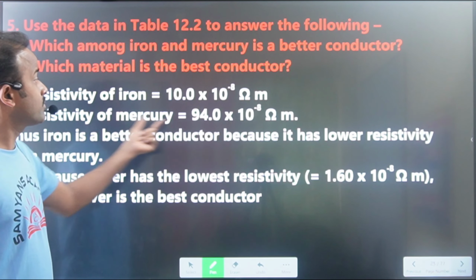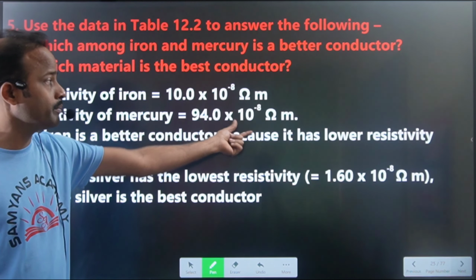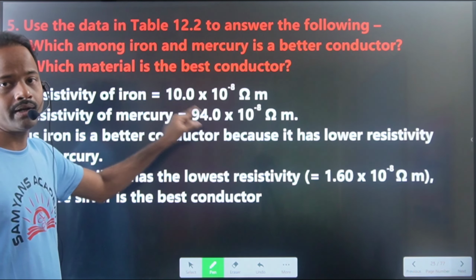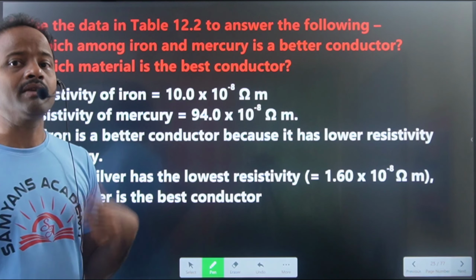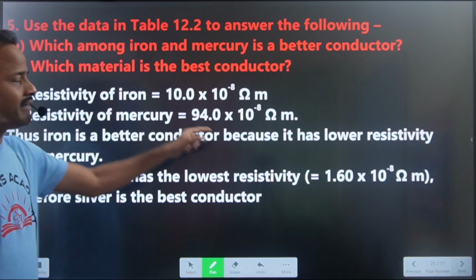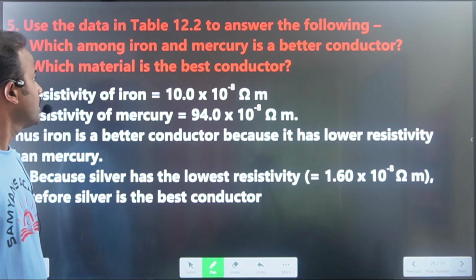And resistivity of mercury is how much here? 94 into 10 to the power of minus 8 ohm meter. Both are having 10 power minus 8, no problem. You see this value, 10 and 94. Which one is having more value here? Mercury is having the more value, means the resistivity of the mercury is more.